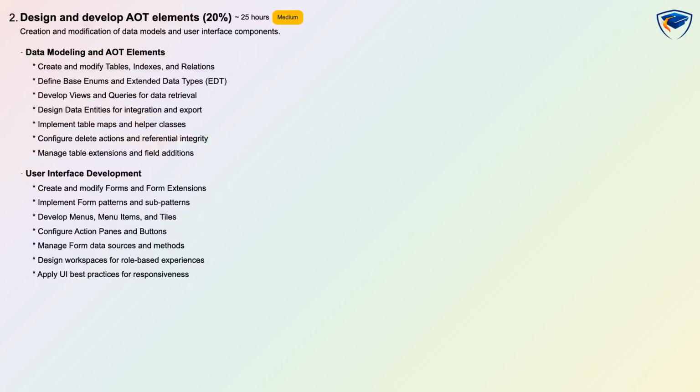Design and develop AOT elements is 20%, medium difficulty, with about 25 hours of study and hands-on and conceptual assessment. You will learn data modeling by creating and modifying tables, indexes, relations, base enums, and extended data types, plus views, queries, data entities, table maps, delete actions, and table extensions.